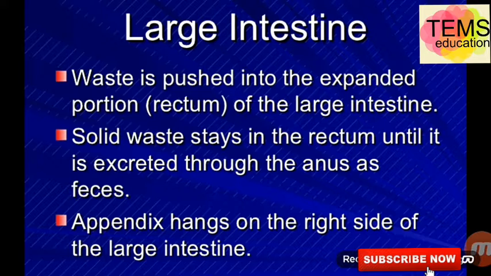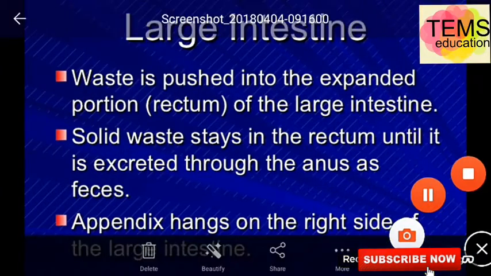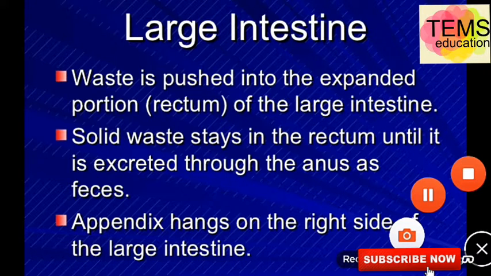Solid waste stays in the rectum until it is excreted through the anus as feces, and the appendix hangs on the right side of the large intestine. From the large intestine it goes to the rectum, the lower end of the large intestine. The rectum stores stool until it pushes stool out of your anus during a bowel movement.